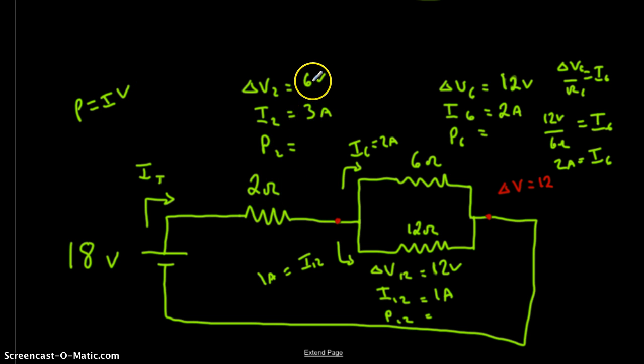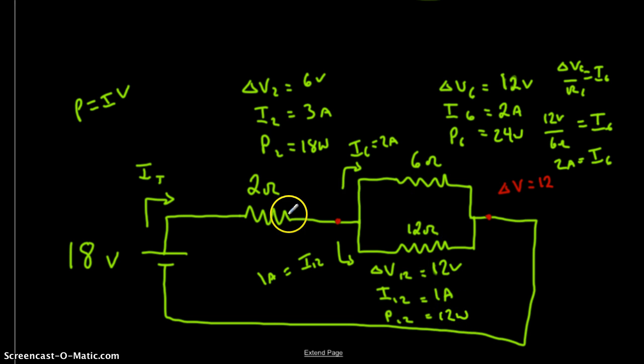We can calculate 3 amps times 6 volts is going to give us 18 watts on the 2 ohm. We've got 12 volts times 2 amps would be 24 watts on the 6 ohm, and 12 volts times 1 amp would be 12 watts across the 12 ohm resistor.